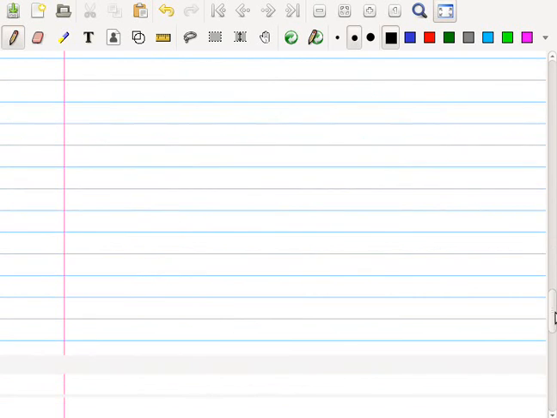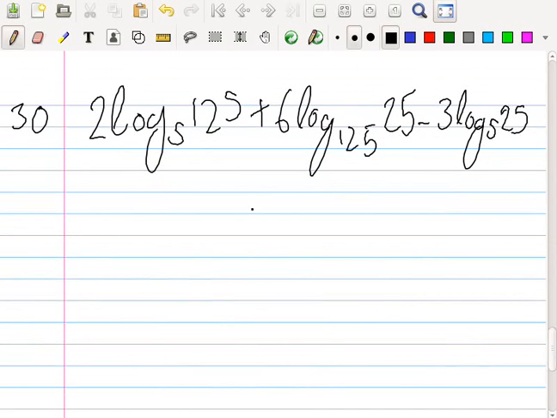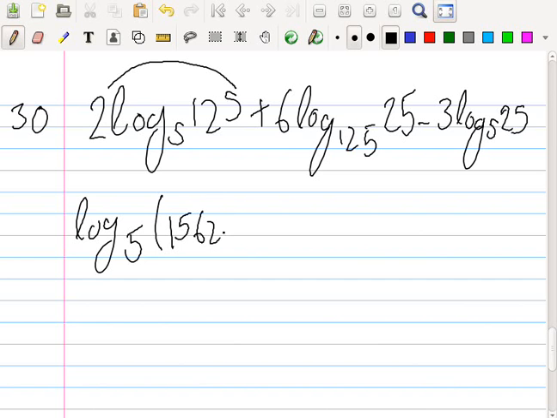Maybe for fun, we'll do it with the powers. So here, this would be log 5, and then that goes up there to make a square. So can you do 125 squared, please? 125 squared. 15625.